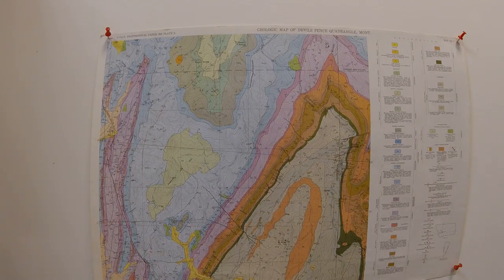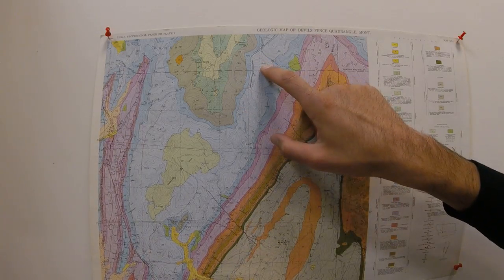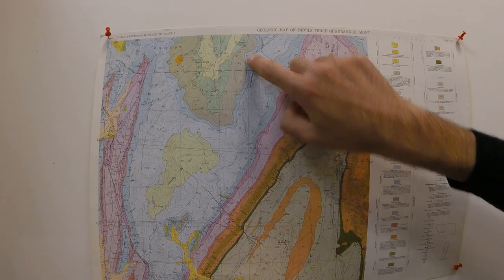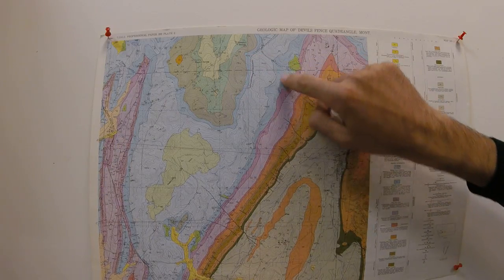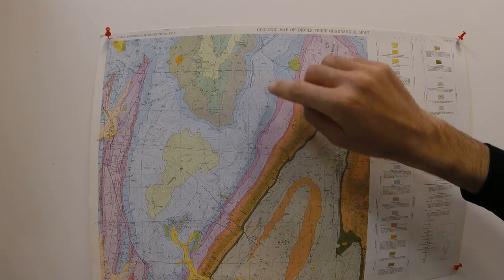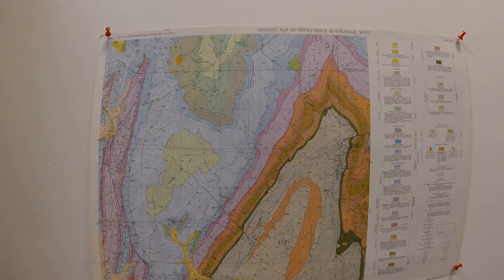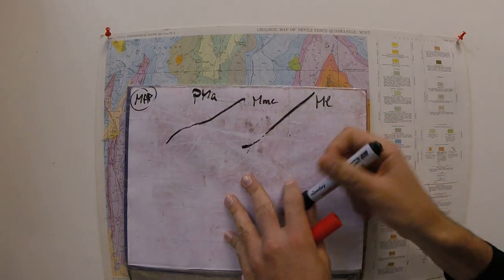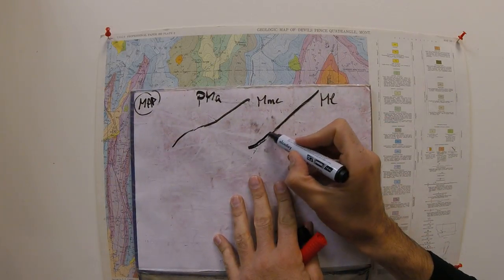What we need to find is a place where we've got the top and the bottom of the bed. We find that here, for example: you've got MMC, you've got PMA, which is above it and youngest, and we've got ML here, which is older. So that's the bottom, that's the top. These two beds have nearly the same color, but they are not the same. Based on that, what we need to find is a place where we've got dip and dip direction that are relatively homogeneous, relatively constant over the area.